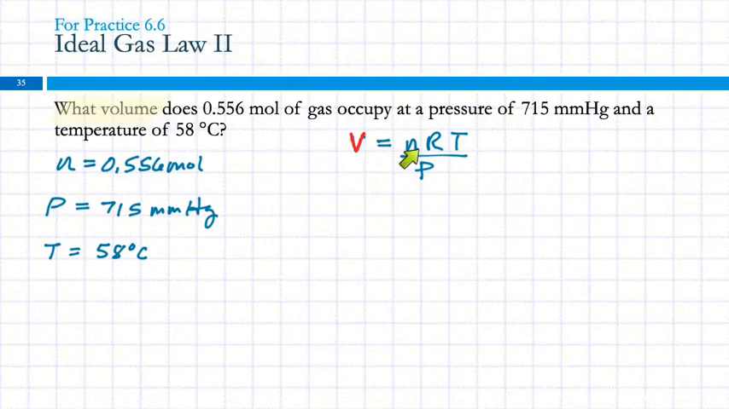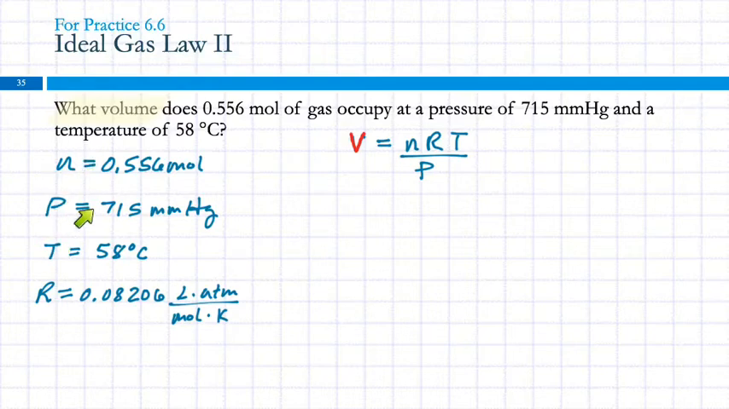Okay, so I've got N, I've got T, I've got P, I need R. Well, R is a constant, and I'll give that to you on an exam also. So before I go plugging my numbers into the equation, I'm going to check my units. It'll save me some time later. The units on these other terms need to match the units in the ideal gas law and gas constant.